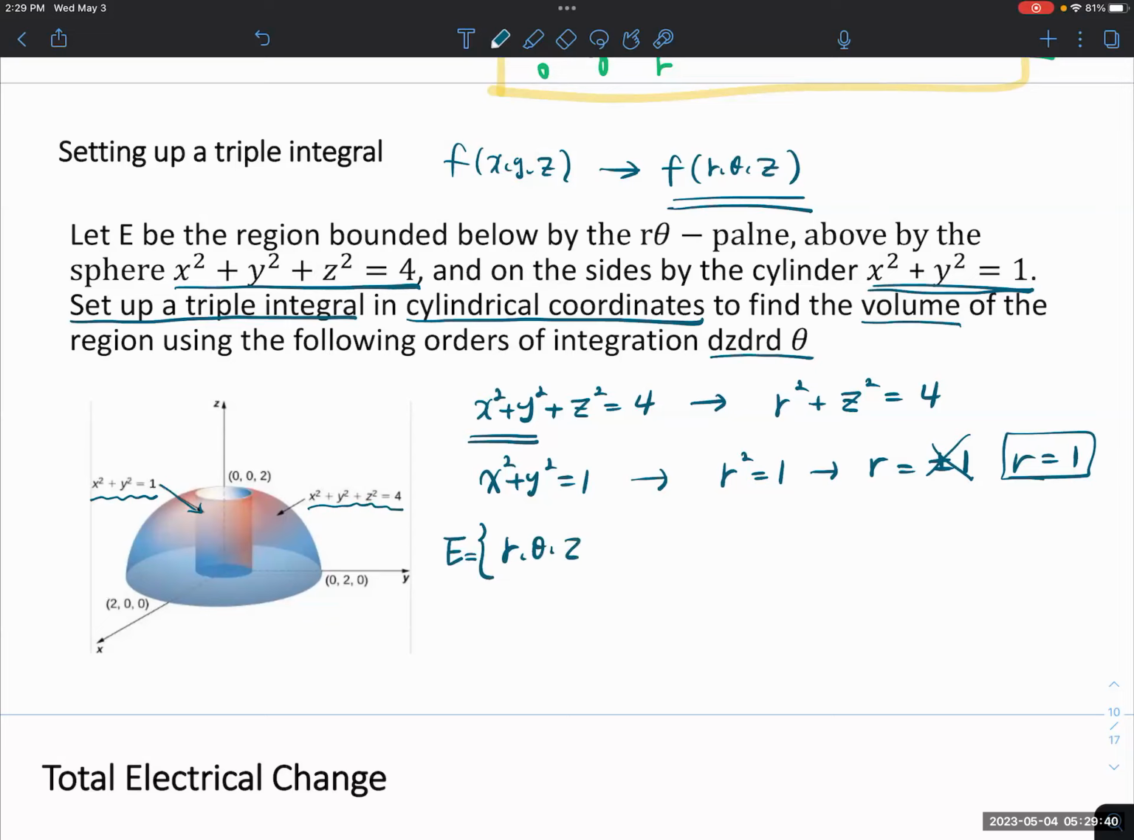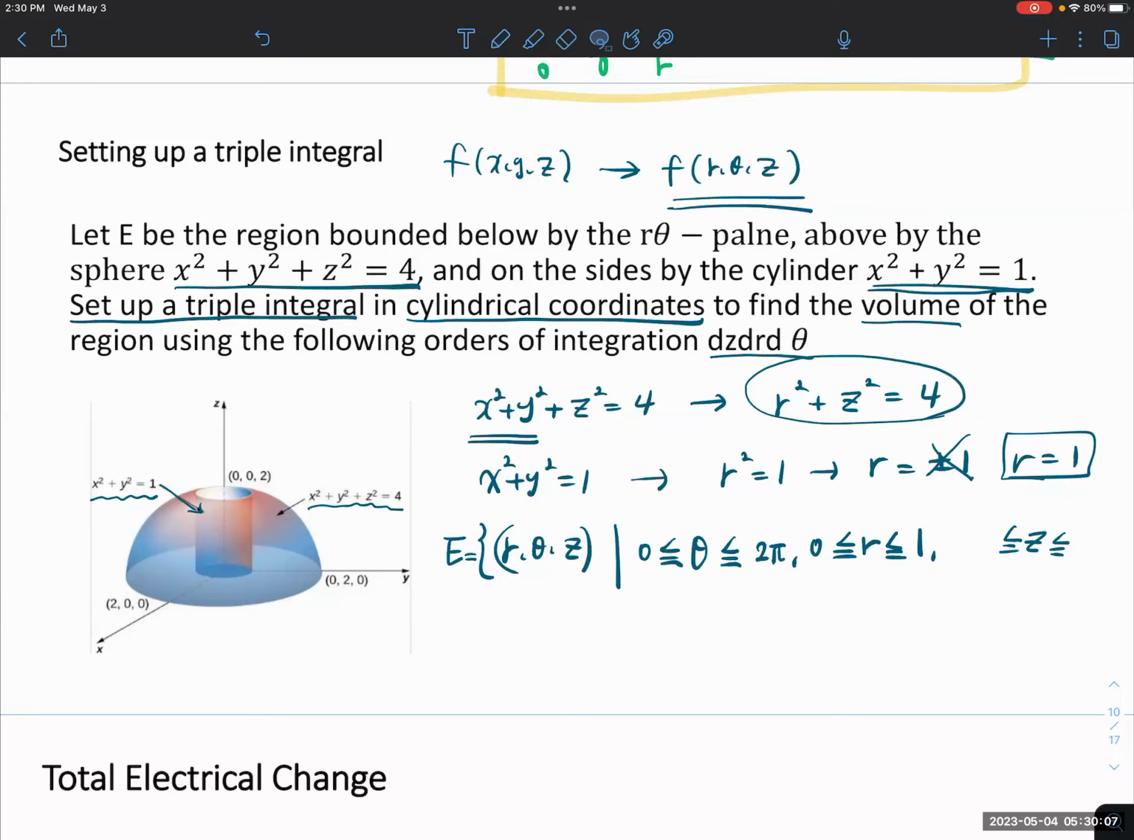r, theta, z. Obviously, theta is going to be between 0 and 2 pi, unless the context is changing that information. Usually it's 0 to 2 pi. And then we have the radius we just found, 0 to 1, right? And then all you need to do now is z. So you can find the z interval from the first equation.